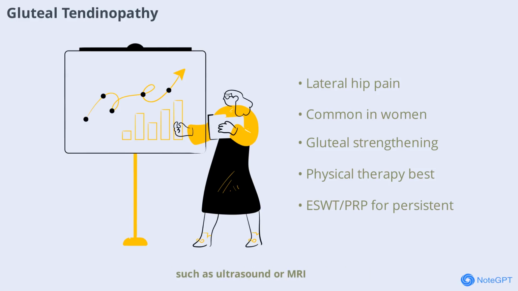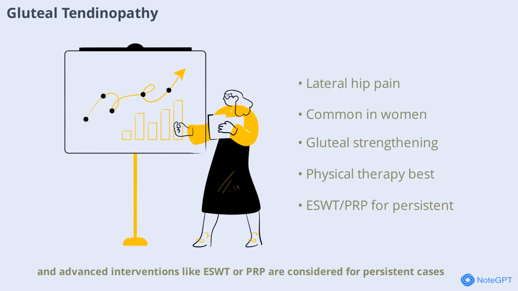Imaging such as ultrasound or MRI can show tendon thickening and signal changes but is not always necessary. Treatment emphasizes activity modification and gluteal strengthening through physical therapy, which outperform steroid injections in long-term satisfaction. NSAIDs may help with pain, and advanced interventions like ESWT or PRP are considered for persistent cases. Surgery is rare and reserved for refractory situations.